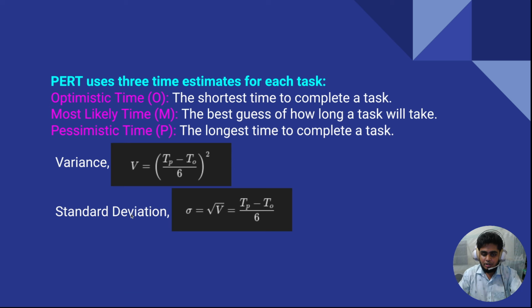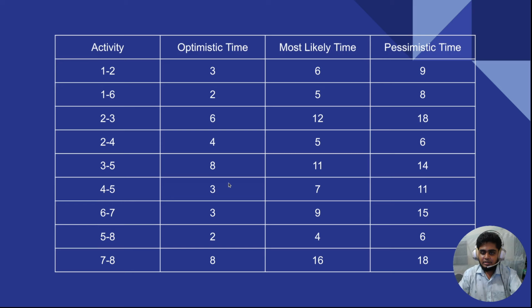and standard deviation. The equation for variance is (Tp minus To) divided by 6, whole squared. And for standard deviation, sigma is equal to the square root of the variance, which is (Tp minus To) divided by 6. What are Tp and To? They are basically those values. Let me show you here. This one is Tp, this one is Tm, and this one is To. Tp means pessimistic time, Tm means most likely time, and To means optimistic time. I hope you understand those values.